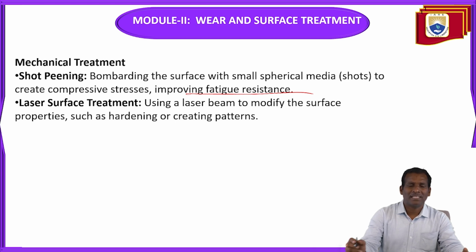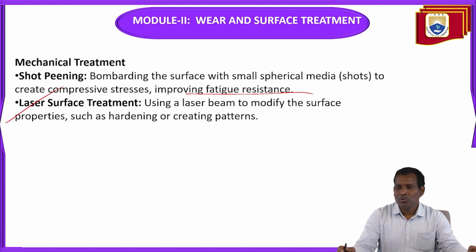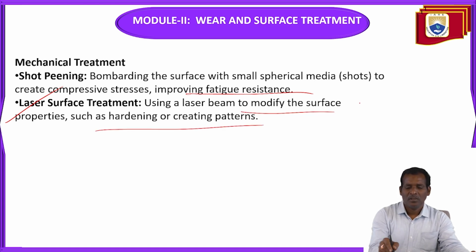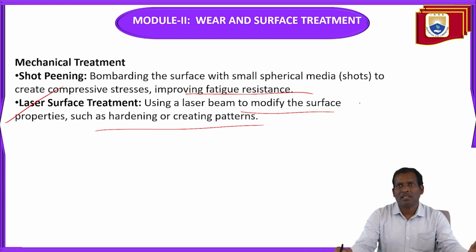Next one is laser surface treatment. Using a laser beam to modify the surface properties, such as hardening or creating patterns. By using this laser beam, you can modify the surface properties. What are the properties? Surface hardening property, fatigue property, corrosion resistance property. All these you can modify by using this laser surface treatment.